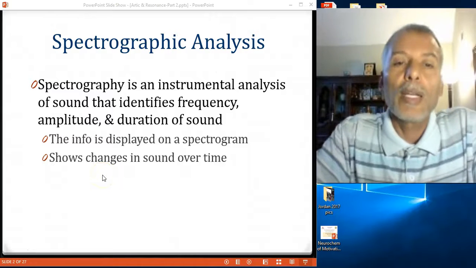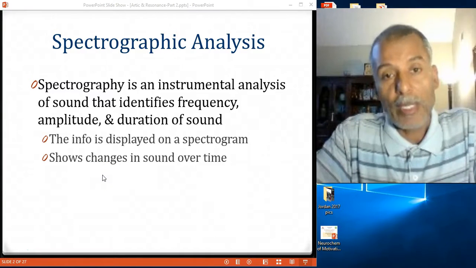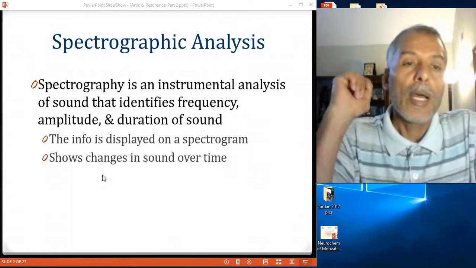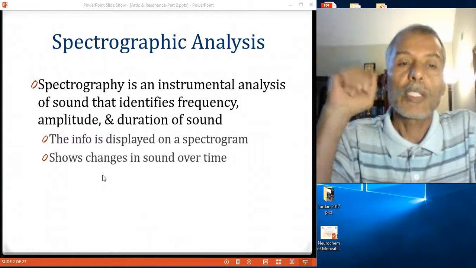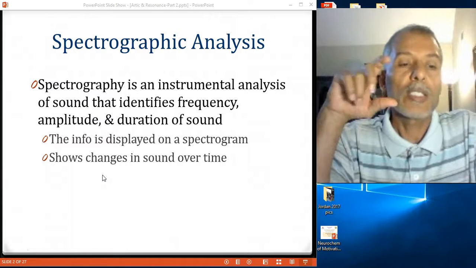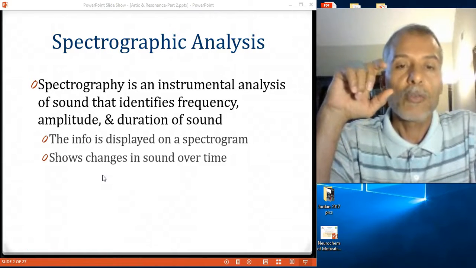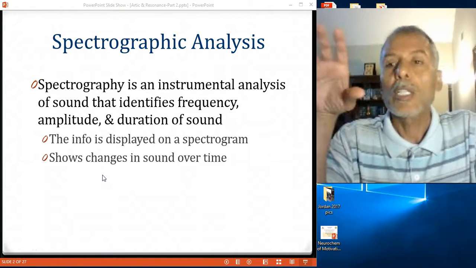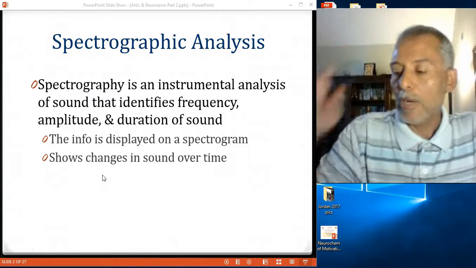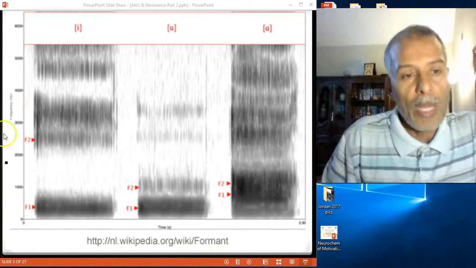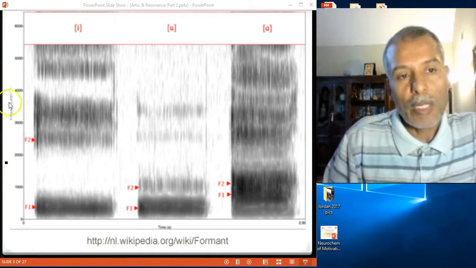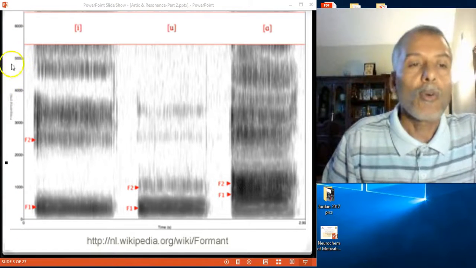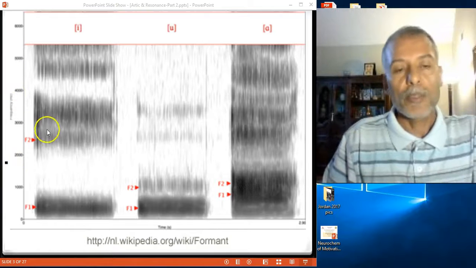So spectrography is an instrumental analysis of sound that identifies frequency, number one, amplitude, and duration of the sound. When you say duration of the sound, it is the actual live duration of the sound in seconds. So the information is displayed on a spectrogram, and the spectrogram, as shown here, has the frequencies on the vertical axis from 0 to 8,000, because all human speech sounds fall within that range.